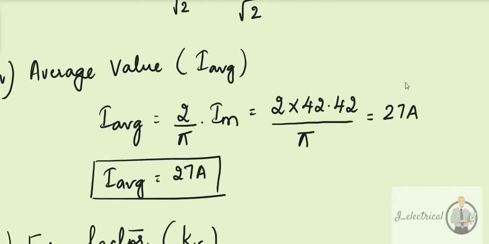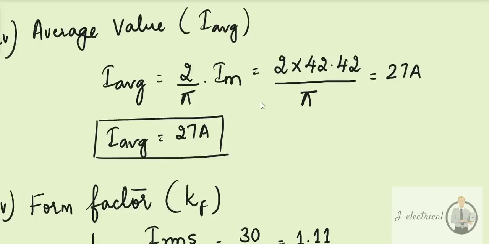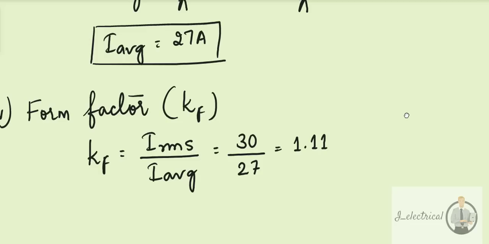Next, to calculate the average value, again I have to go with the relationship between Im and I average. So I average is equal to 2 by pi into Im. If I do the calculation, I'll get 27 amps. Similarly, to find out the form factor, we know that form factor is the ratio of RMS value to the average value. Using that formula, I can substitute the values and get the form factor. Because we are dealing with a sinusoidal quantity, the form factor will always be 1.11. If it is a square quantity, then it would have been different.